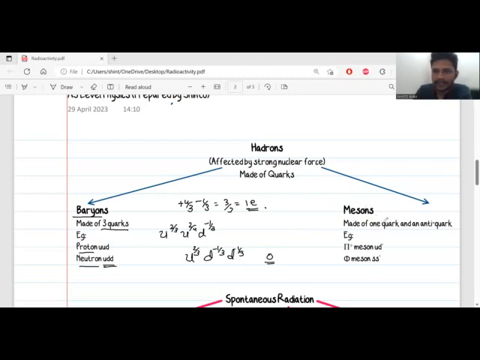Similarly, let's say you have a particle that is made of two quarks. Specifically, one of them is a quark, and the other one is an anti-quark. Those kinds of particles are called mesons. You're not familiar with these particles. To name a few examples, you have the pi meson and the phi meson. The pi meson is made of U anti-D, and the phi meson is made of S anti-S.